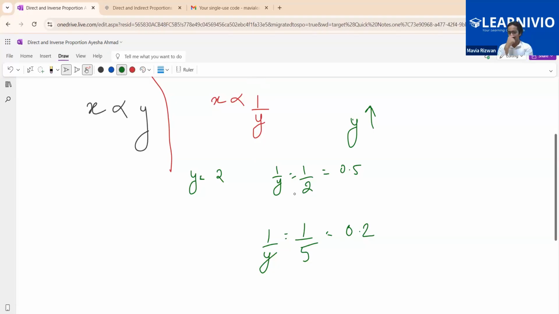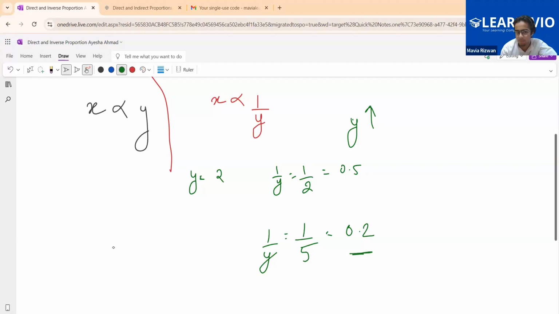So now tell me, earlier y was 2, so the value of 1 by y was 1 by 2, which is 0.5. Now, if I increase y to 5, this would be equal to 0.2, right? When I increase y, 1 by y is decreasing. You can clearly see that. When y was 2, 1 by 2 was 0.5. If I increase y from 2 to 5, it is now 1 by 5, that is equal to 0.2. So the value of 1 by y is decreasing.